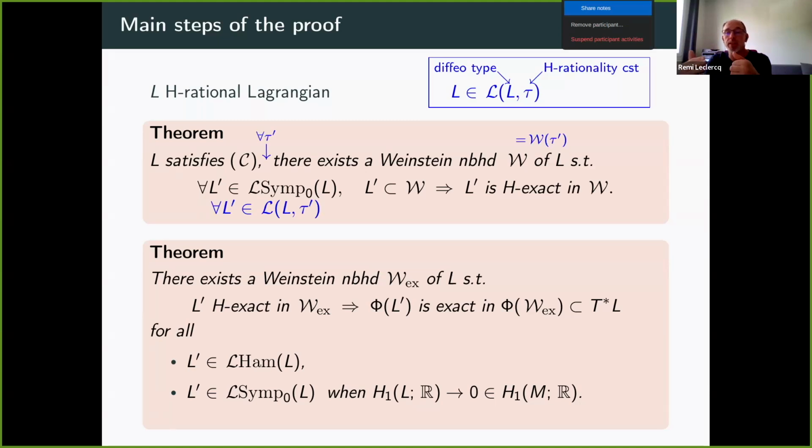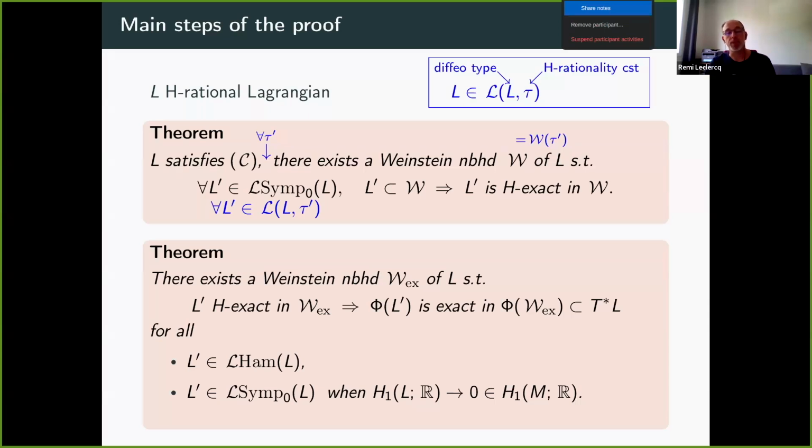So if you want to write a really precise statement now, you assume that L satisfies this topological symplectic condition C, and then for any H rationality constant tau prime, which is fixed, there exists a Weinstein neighborhood W of L, which now depends on tau prime, obviously, such that for all L prime which are tau prime H rational, if they're inside W, then they are H exact.